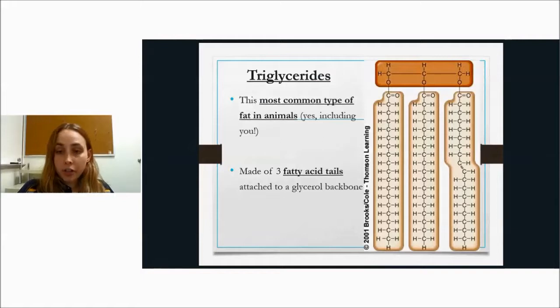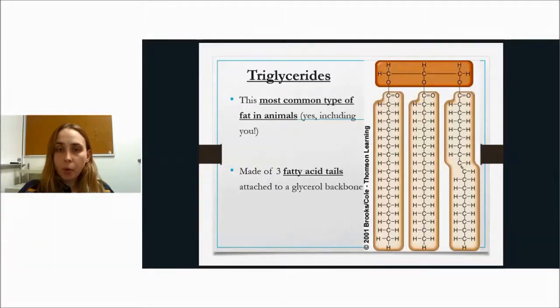This is a picture of a triglyceride, and we had to build these in class. These two chains, the middle chain and the one on the left, are saturated fatty acids. If you remember, they are all single bonds and filled with hydrogen every place possible. And the one on the right has a double bond. It has a kink in it and it's bent, and so that's an unsaturated fatty acid chain.